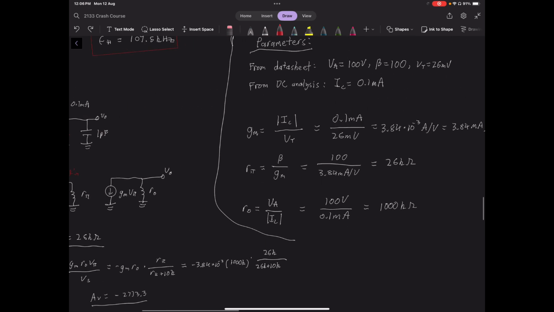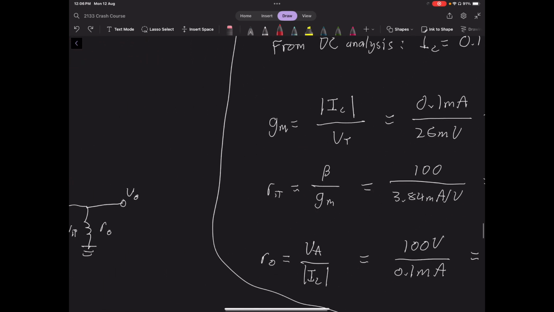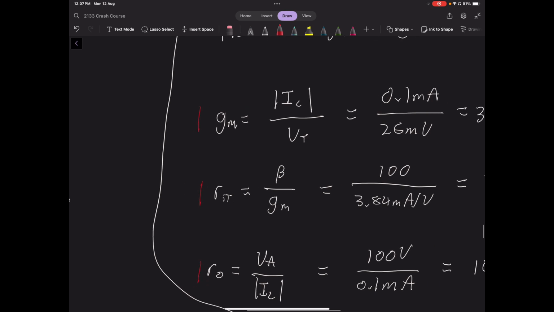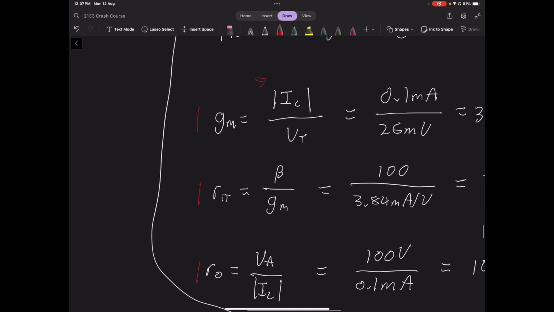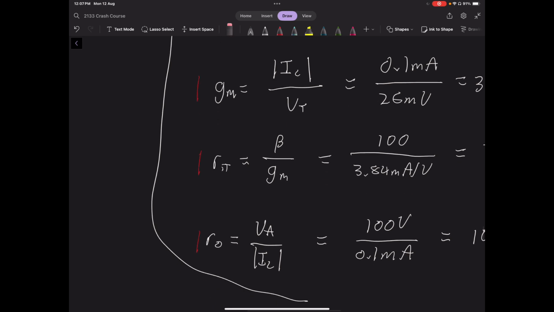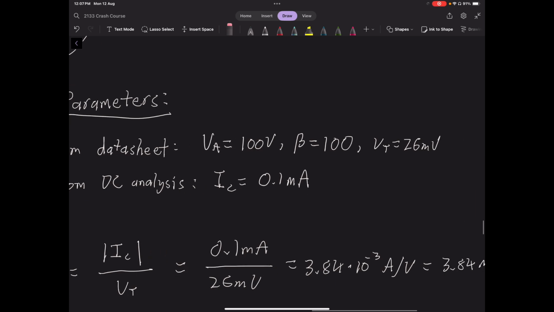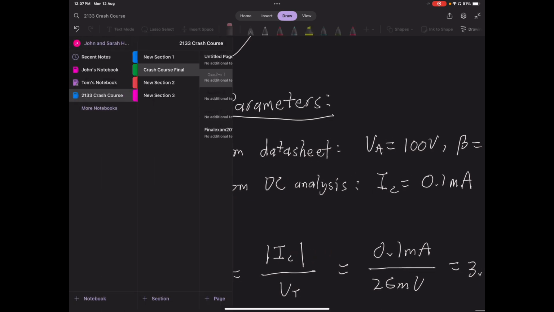I've got them over here. These are the formulas for the different parameters. We need to find gm, we need to find R pi, and we need to find R0. The formula for gm is the collector current at DC over the thermal voltage VT, R pi is beta over gm, and R0 is VA over IC. Hopefully it was clear from the data sheet that we are given VA as 100 volts, beta as 100, and the thermal voltage is 26 millivolts.